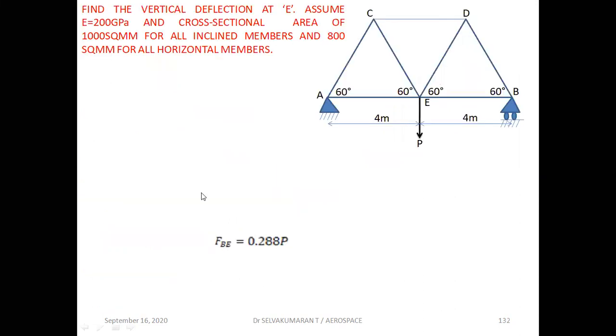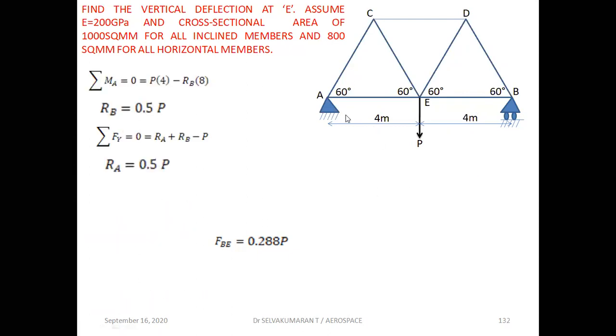Now let us find the vertical deflection at E when P is applied, and E modulus is 200 GPa, and the cross-sectional area for all inclined members is 1000 mm square, and for horizontal members it is 800 mm square. So the support reactions: as the structure is symmetric and the load is acting along the line of symmetry, RA is equal to RB is equal to P by 2. You can also take the moment equation, sigma MA equal to 0, 4 into P minus 8 into RB. You can find RA equal to RB equal to 0.5 P like this also.